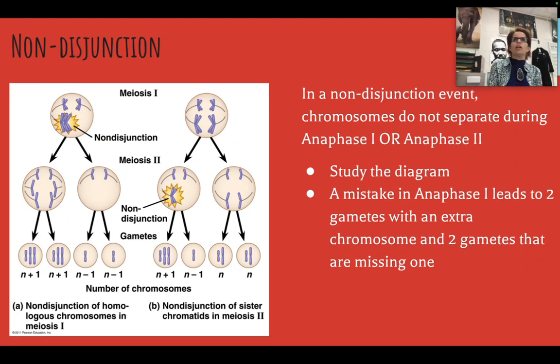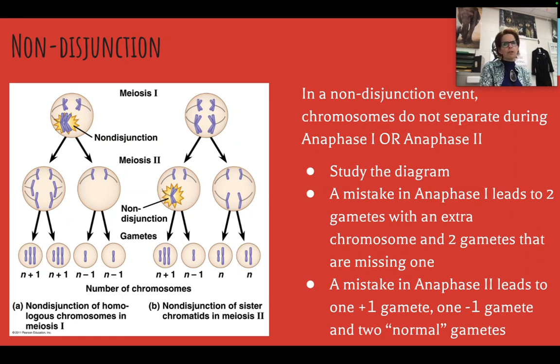All right, non-disjunction. So this relates to meiosis. Remember, in meiosis, the chromosome number should be cut in half, and the homologous partners should be separated from each other during anaphase. But in non-disjunction, one of the partners stays stuck together and they don't get separated. And so you end up with egg or sperm cells that have either too many chromosomes or not enough chromosomes.